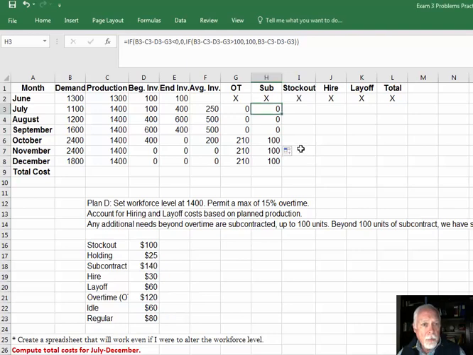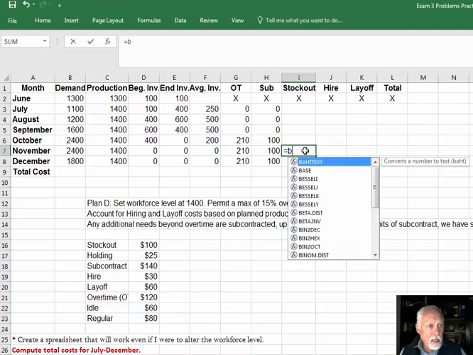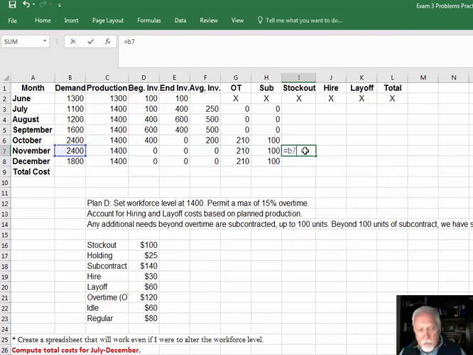So the stockout is going to equal what's left over. So we say equals B7 minus C7 minus D7 minus the overtime, G7, minus the subcontract, H7. And that's 690. And we copy that.